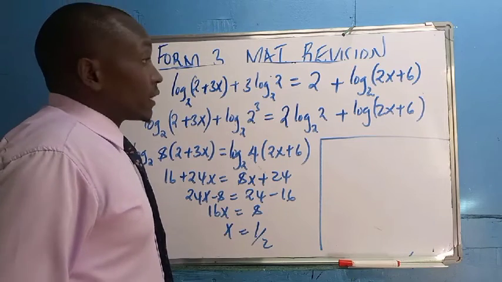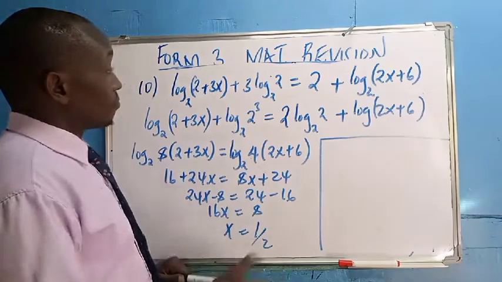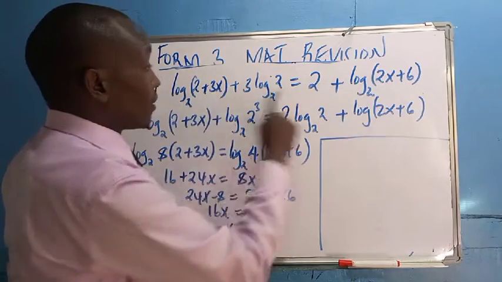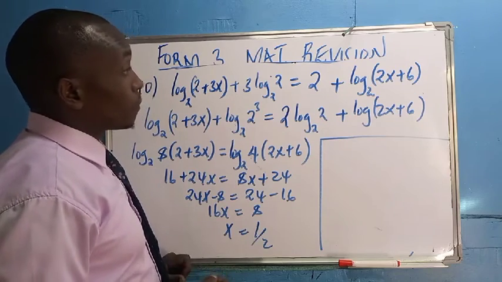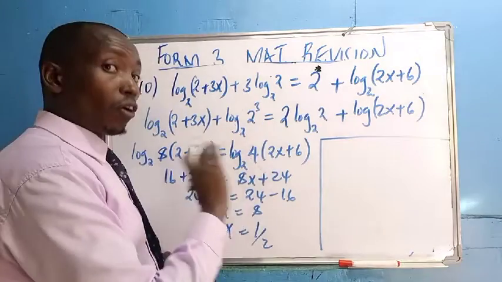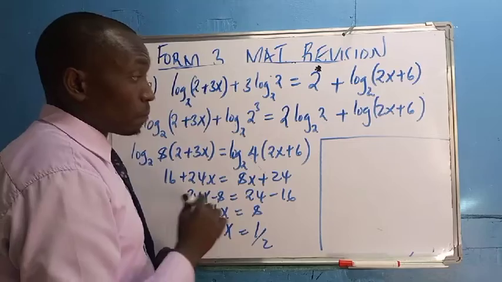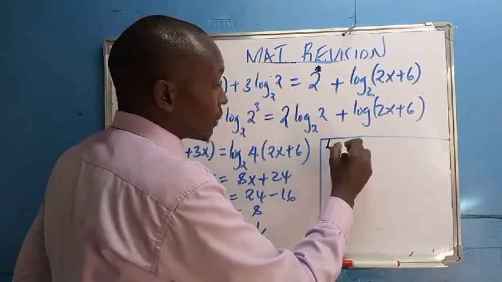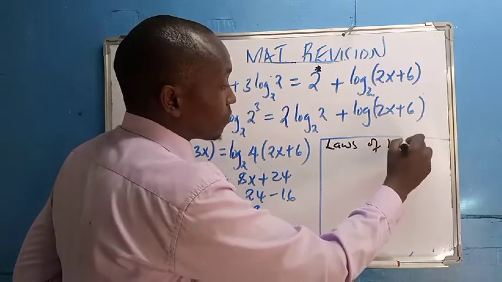This is question number 10, a question on further logarithm. The student is supposed to evaluate and get the value of X in that equation. Now, the catch is somewhere here, because all numbers must have the log to base 2 for uniformity. But before we go to that, we can remind ourselves what we call the laws of logarithm.